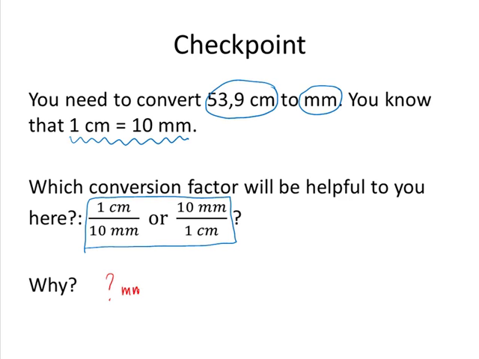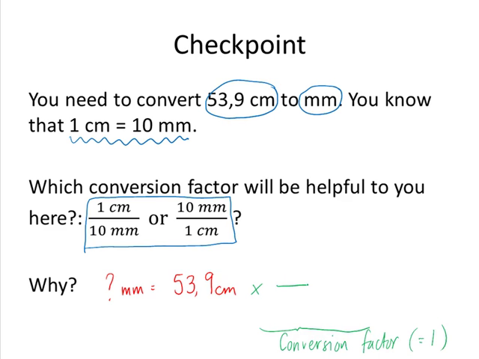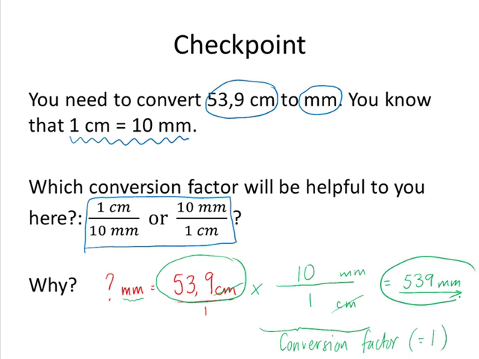Our question is, how many millimeters is 53,9 centimeters? So our conversion factor needs to have centimeters at the bottom to cancel out the given unit and millimeters at the top to be left with the required unit. 1 centimeter is the same thing as 10 millimeters. So our equation says 53,9 times 10 millimeters, which is 539 millimeters. 53,9 centimeters is the same thing as 539 millimeters, but actually we weren't even asked to find the answer to this. We were just asked which of these two conversion factors will be helpful in getting the answer.